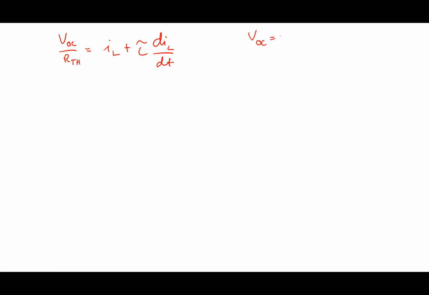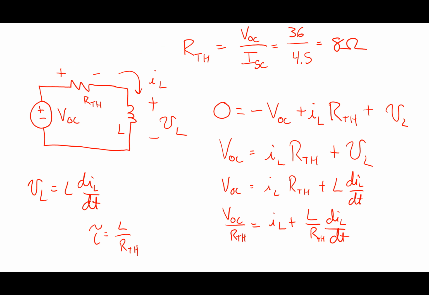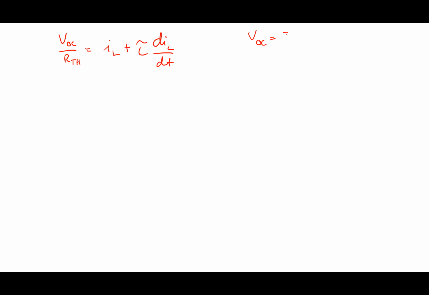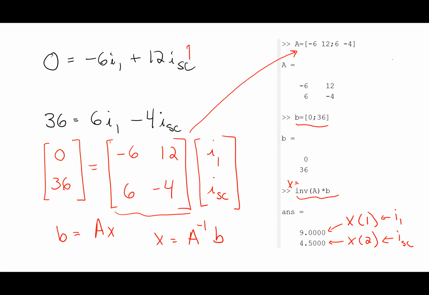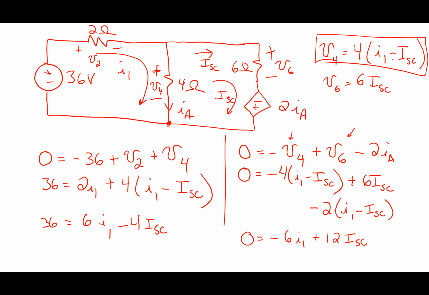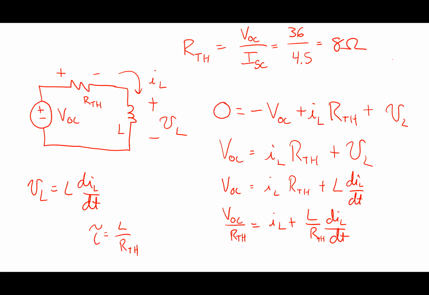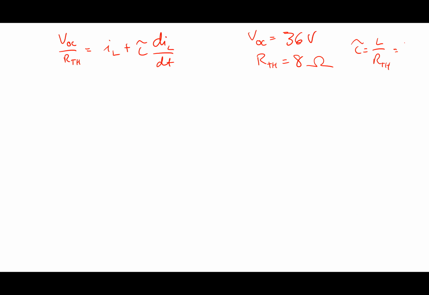VOC was equal to, what was it? I don't even remember it anymore. 36 volts. R Thevenin was 8 ohms. Tau was L over R Thevenin. What was my L? I don't remember. 3 henrys. So this is 3/8.